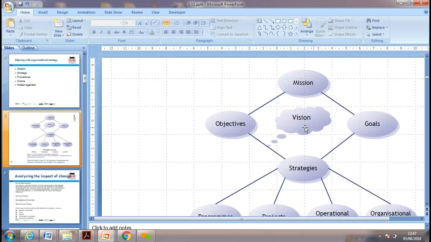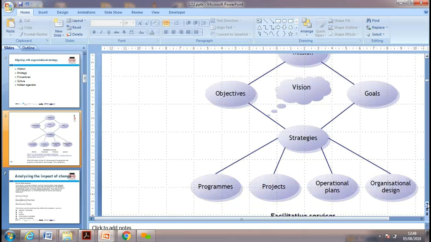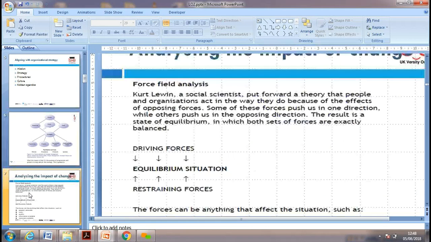Okay, so next, like we discussed there: mission, goals, objective, vision, strategy, program, project, operational plan, and design. So all these are interlinked with each other. When we make the project, we need to look around. We need to set objective, vision as an organization, mission, goal, strategies for the project, operational plan. All we need to look around.